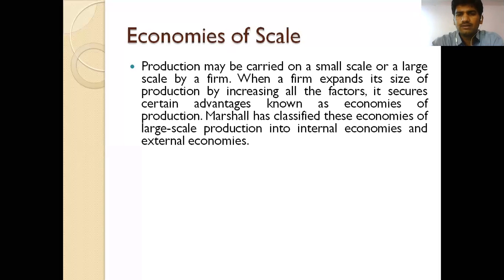So when the firm expands, a firm is one particular business or a particular part of an organization. We can simply say a firm is an organization where business occurs. So it is entirely different from an industry. That also we will discuss at the end of today's class: what is the difference between a firm and an industry? So when the firm expands its size of production by increasing all the factors, it secures certain advantages known as economies of production.